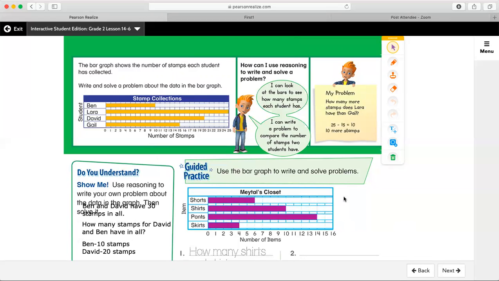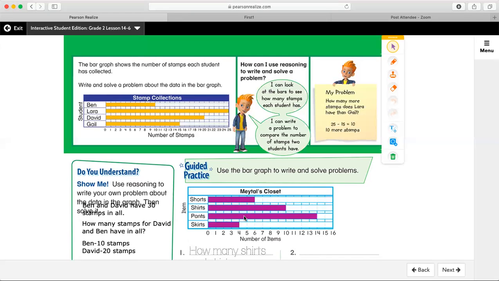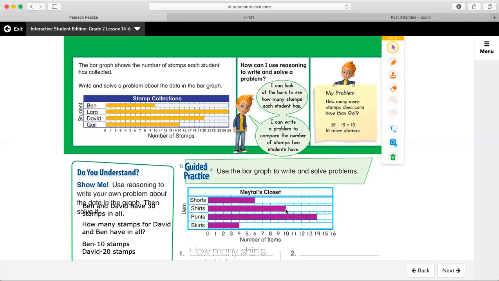So if we look at numbers 1 and 2, we're going to use this bar graph here about Maytal's closet. And so up at the top, that's the title of our graph. And on the side, we have the items that are found in her closet: shorts, shirts, pants, and skirts, and then the number of items. So again, this is a bar graph that we've worked with before. So shorts, she has 6. Shirts, she has 10. Pants, she has 14. And skirts, she has 4.